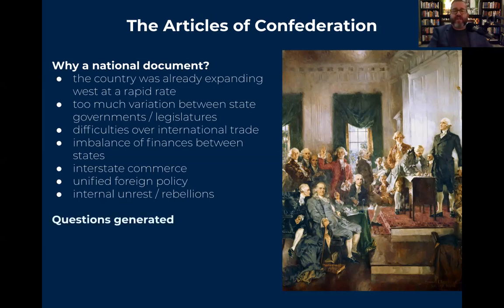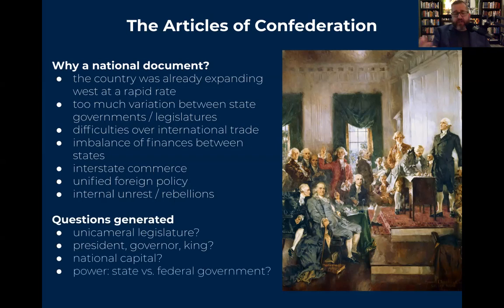Some of the underlying questions that are going to come out of the convention that's going to generate these Articles of Confederation is, what type of legislature should we have? They're going to say a unicameral, one-house legislature. Are we going to have a president or a governor or a king? Are we going to have a national capital? And how are we going to balance the state and federal government? So while the national document was needed and the Articles of Confederation were generated, in the end, it actually produced more questions than it did solutions.